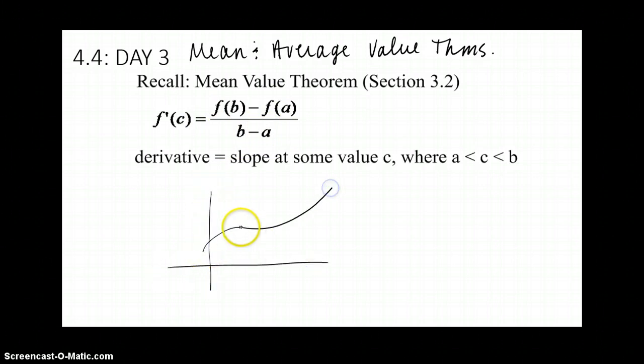So if we had some function, if we found the slope of the line connecting the endpoints of the function, so we'll call that a to b. It's a continuous and differentiable function. So somewhere there exists some value c between a and b that would have the same slope of the secant line. So the derivative was equal to the slope of the secant line.